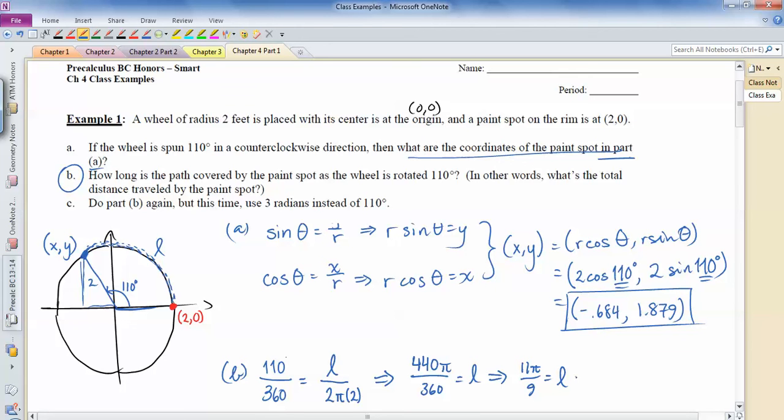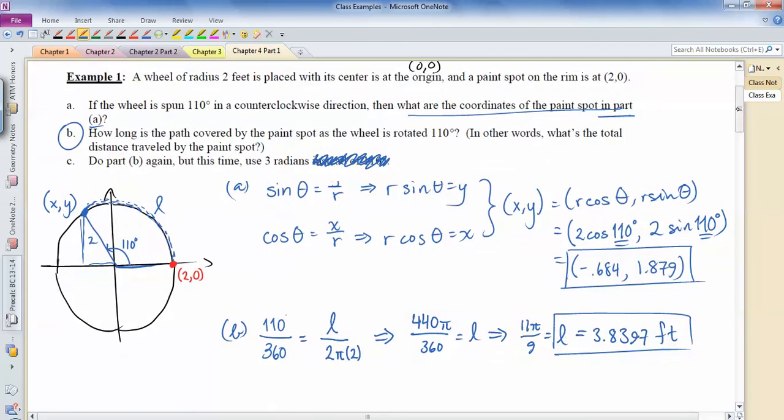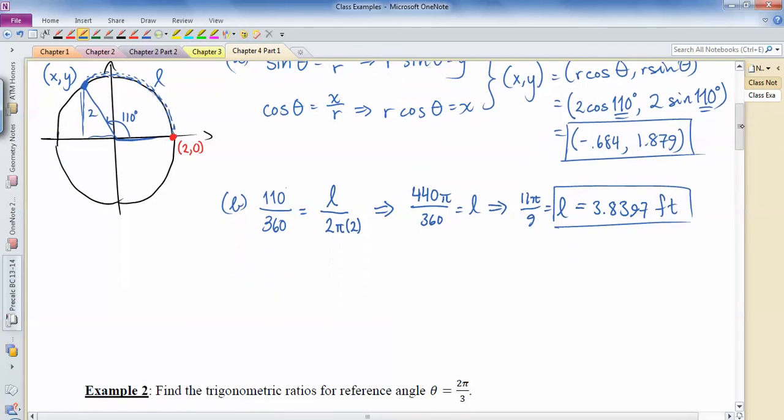And 11 pi over 9 feet doesn't make too much sense to people in general, so let's turn that into a decimal. It's 3.8397, roughly, feet. So there we go. Okay, so that's part B. And then C says, do part B again, but now use 3 radians. By the way, 3 radians is not the same as 110 degrees, so don't just think we're solving the same problem here. Just use 3 radians for our rotation.